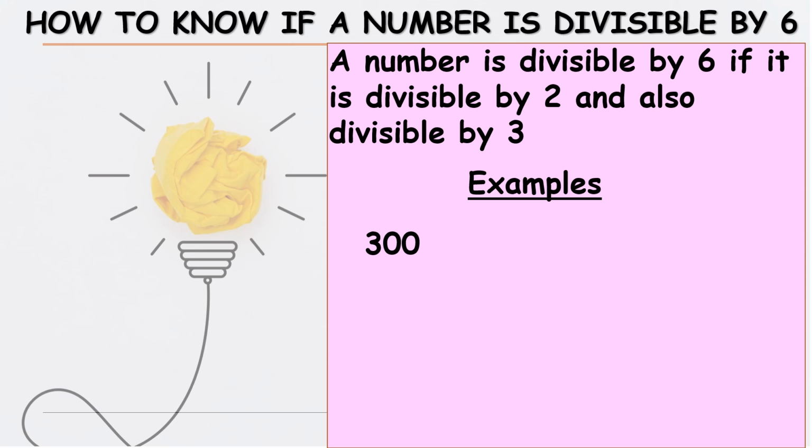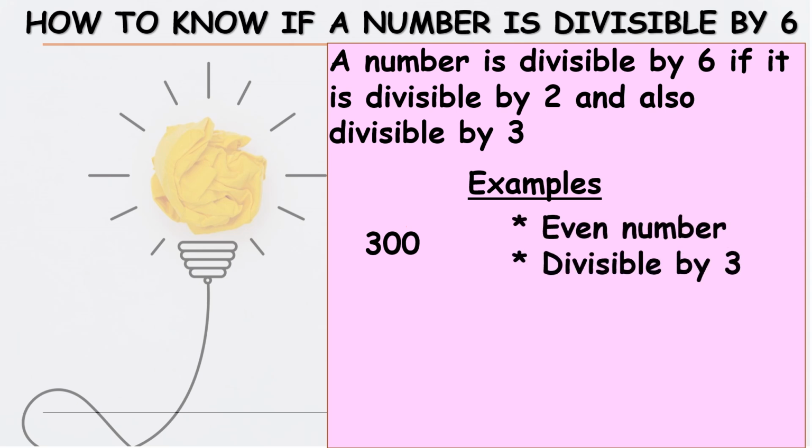Let's check whether it is divisible by 3. Remember we said when numbers are divisible by 3, when we add the individual digits together and it is divisible by 3, then that number is divisible by 3. So we have 3, 0 and 0. So 3 plus 0 is 3. 3 plus the other 0 is 3. Is 3, that is the sum, divisible by 3? Yes, it is. So therefore 300 is divisible by 6.